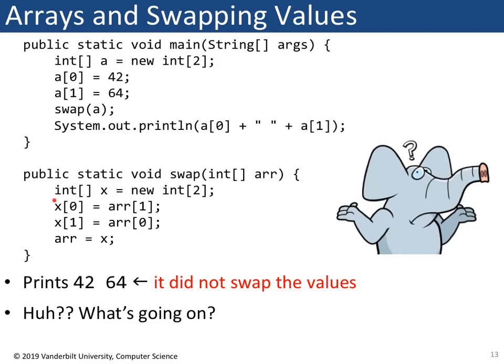So even though the object which we created in this method called X has the values swapped, we actually didn't change anything about the object pointed to by ARR. Because down here, all we did was move the address of X into ARR. So originally, ARR was pointing at the same object as A, but then it suddenly points at this X object.